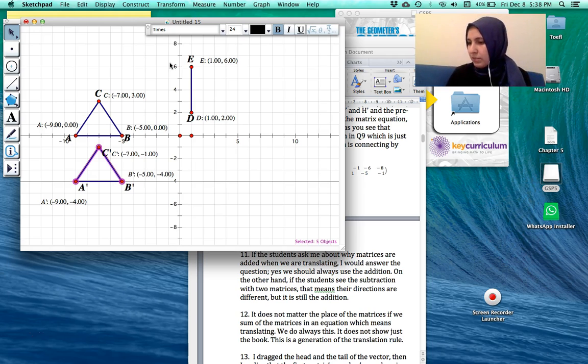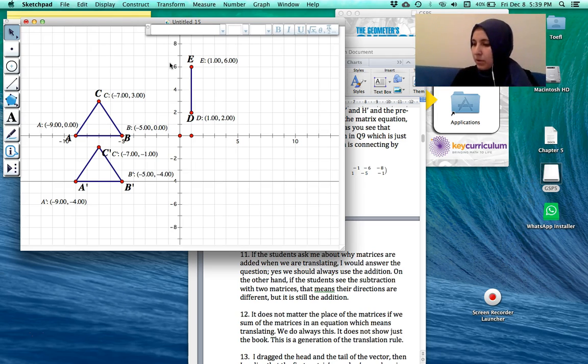Question 11. A student asks why the matrices are added when you are translating and wants to know whether you can always add two matrices together. Provide an explanation. If the student asks me why matrices are added when we are translating, I would answer yes, we should always use addition. On the other hand, if the student sees subtraction with two matrices, that means the direction is different, but it's still addition.